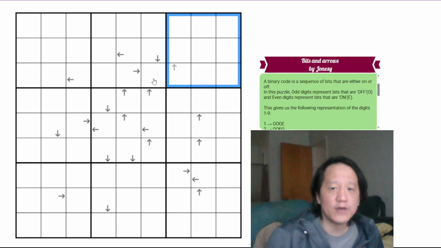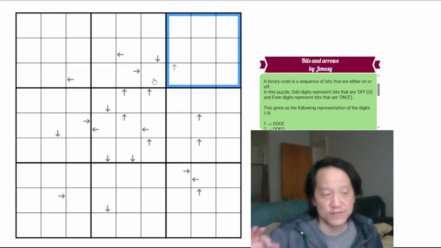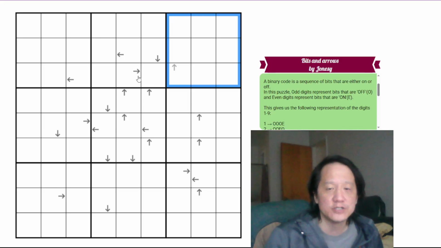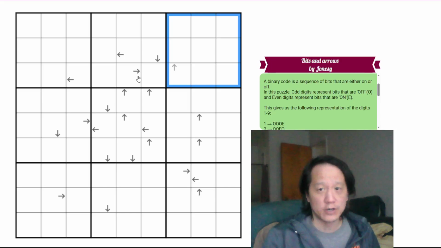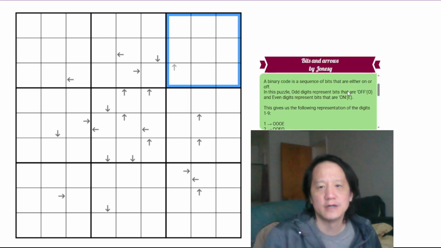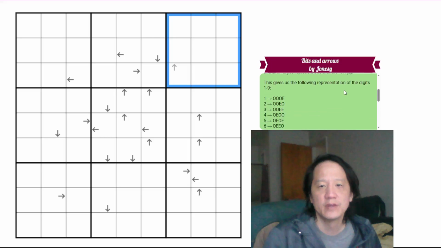A binary code is a sequence of bits that are either on or off. In this puzzle, odd digits represent bits that are off, so that means odd digits are 0. And even digits represent bits that are on, which are 1 essentially. This gives us the following representation of the digits 1 through 9.